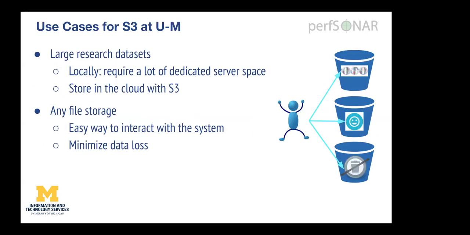So some different use cases at U of M. Using large research data sets. Locally, these require quite a lot of dedicated server space. They can be quite large. If you store them in the cloud with S3, you're not as worried about obtaining very large amounts of server space, which can be expanding quite quickly as more data sets are being created. It can also work for any file storage. It's a really easy system to interact with, and as I said, it minimizes data loss, so it's a good protective measure.